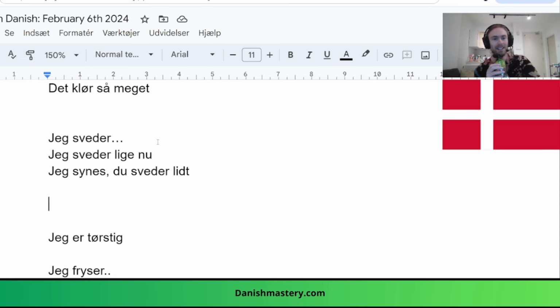Jeg sveder, smæk this longer. Jeg sveder som en gris. Gris. The question is if you know that word. You know what gris means? It means pig, yeah, baby, butter, gris. Jeg sveder som en gris. Right? So that's not very nice.